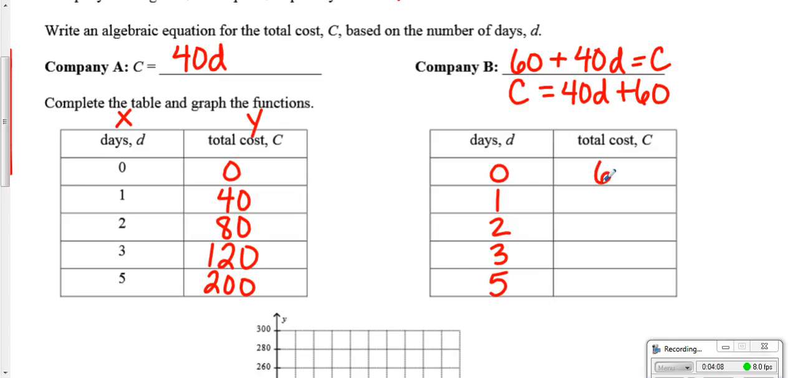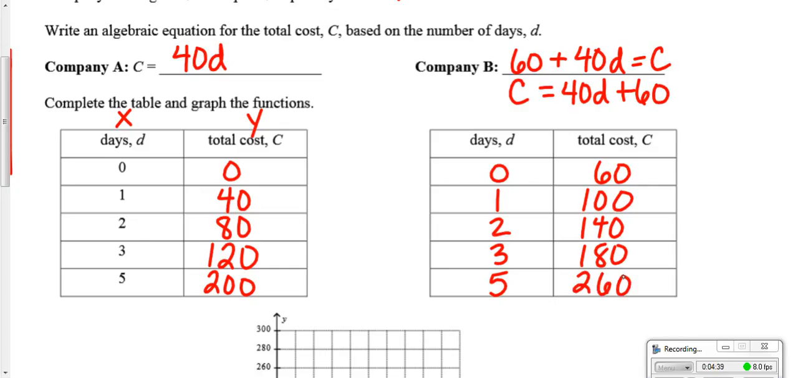I'm left with 60. So on all of these, one way to do this is I can take all of my values from table 1 and just add 60 to them. That is one way to do it, or just individually redo 1 times 40 is 40 plus 60. I get 100. But again, I think it's easier, I have 80 already, I add 60 to it, I have 140. And then 120 plus 60 is 180. And then 200 plus 60 is 260.